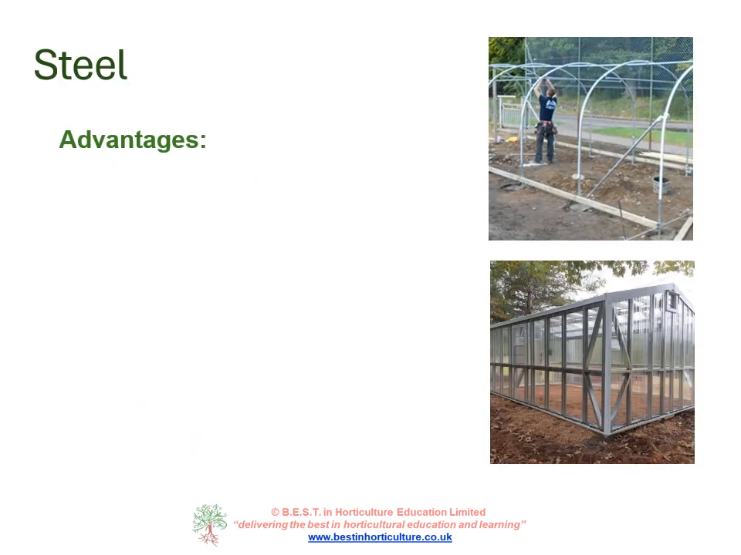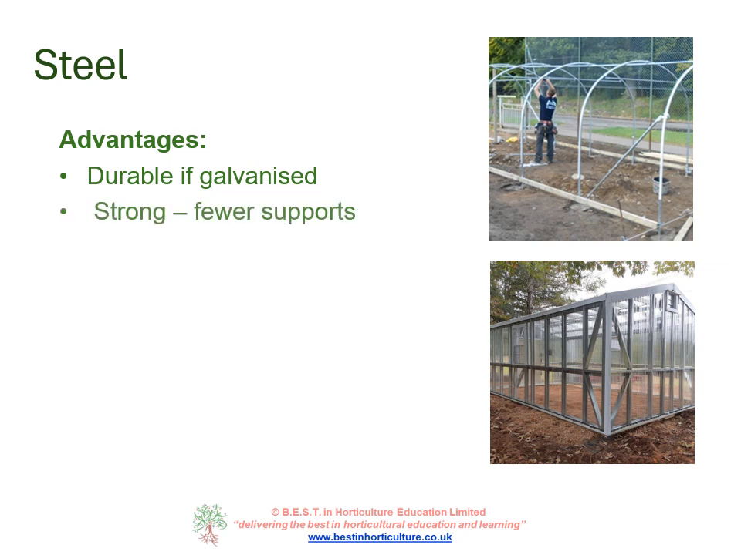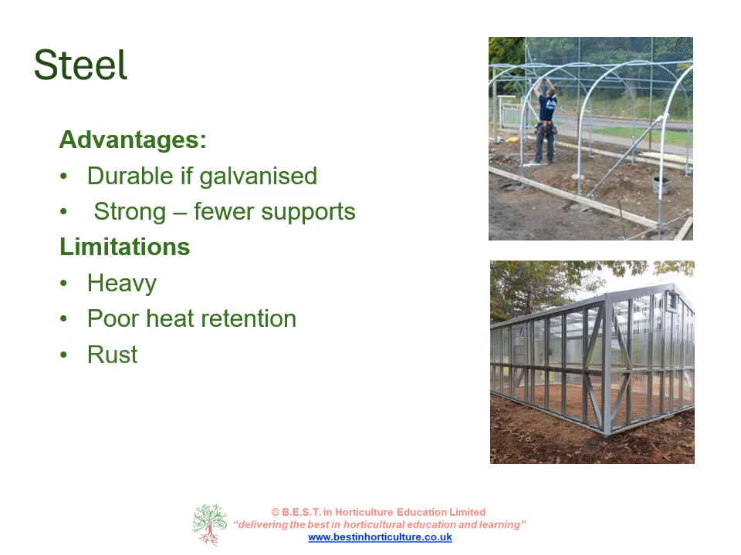Firstly, steel. Steel has several advantages, including it's very durable, especially if it's galvanized. It's very strong, which means that you need fewer supports, and this in turn will increase light transmission into the protected structure. There are several limitations, however. It's very heavy. It's got poor heat retention. It can rust, especially if not galvanized, and tends to be quite expensive.